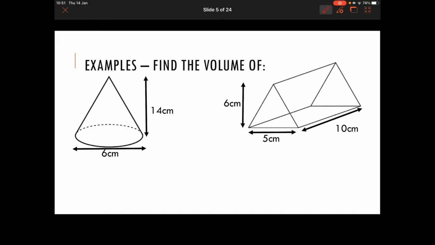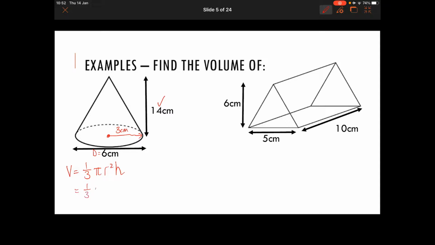Our next example then, our volume of our cone was 1/3 pi r squared h. Now our issue here is that we need our height, which we've got, and our radius, but our radius is only this bit here and we've been given our full diameter. We should know that our radius is half the diameter, so our radius is going to be 3 centimetres there.